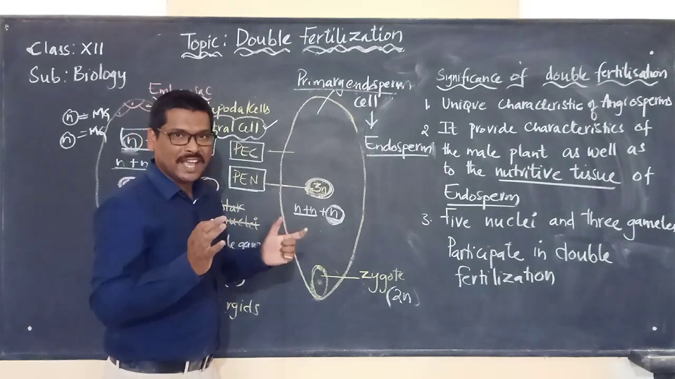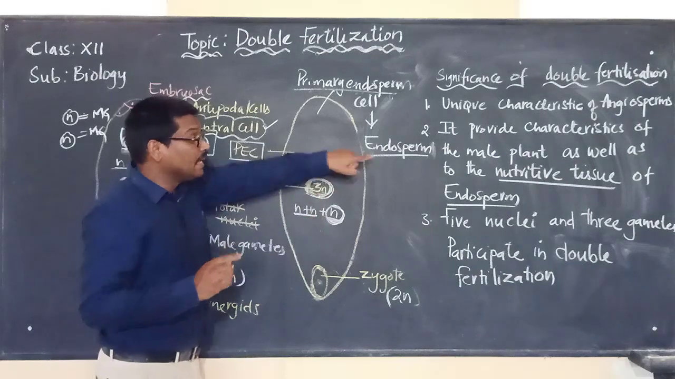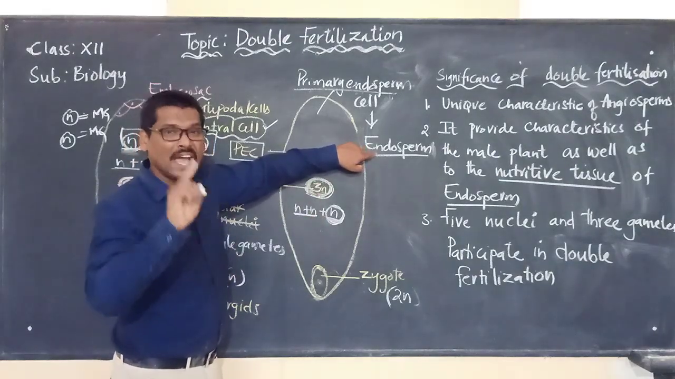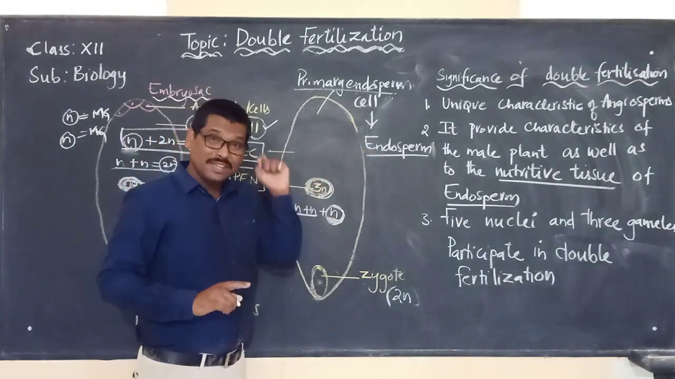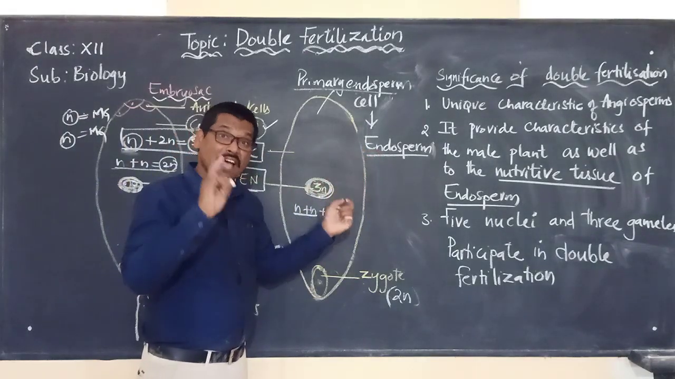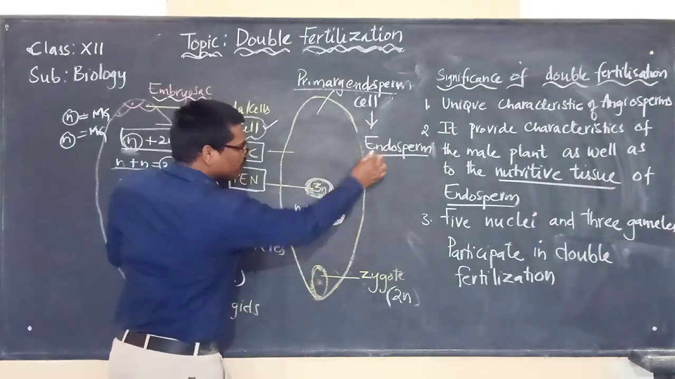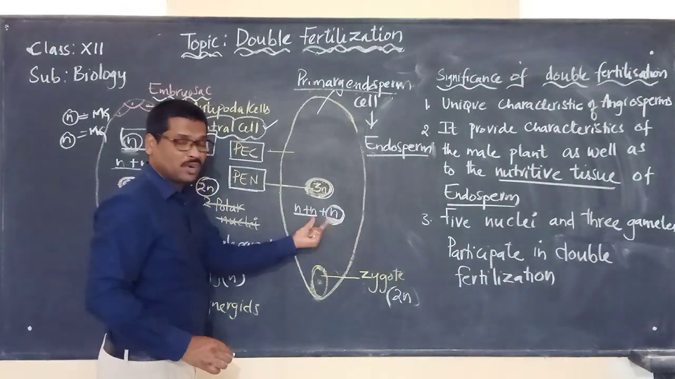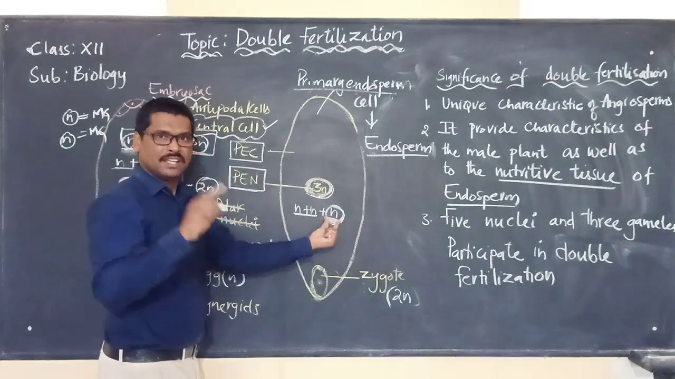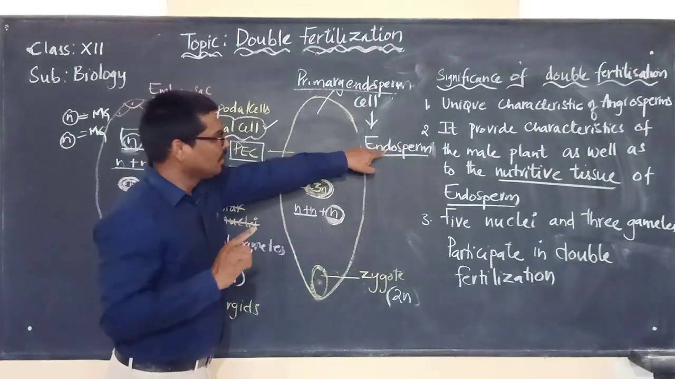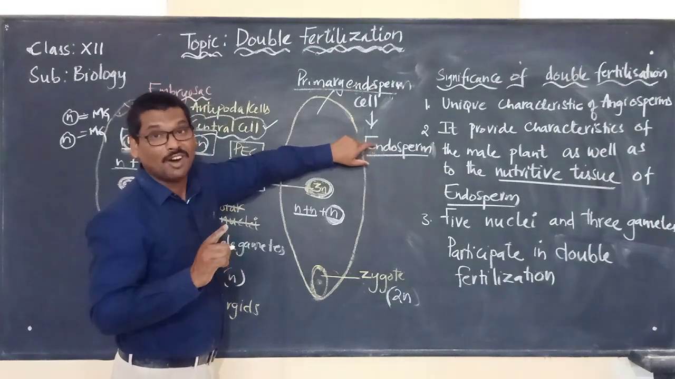So here the unique characteristic, or one of the importance of the double fertilization, is that even the endosperm will be having the characteristics of the male parent. Very, very important. How? It is because this endosperm is formed by the fusion of two secondary nuclei and one male gamete. One male gamete means it is compulsorily bringing the characteristics of the male parent. So that endosperm will be having the characteristics of the male parent also.